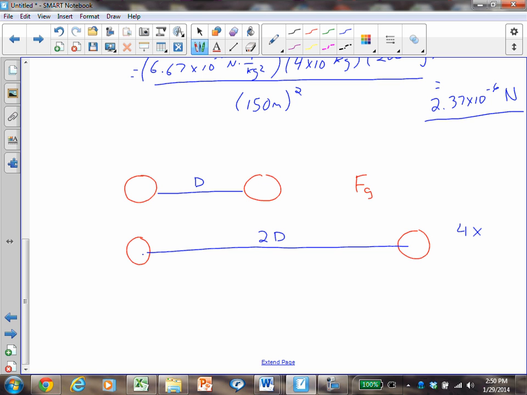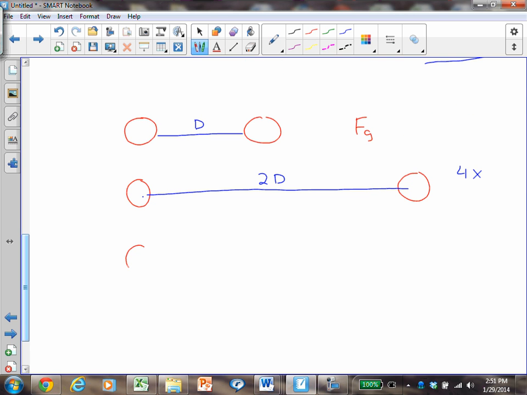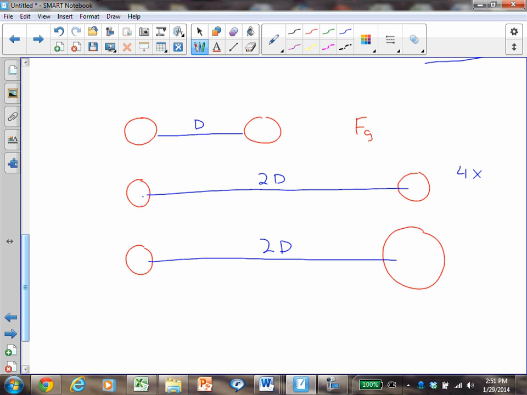How about this? What if you doubled the distance and doubled the mass of one of them? Well, watch this. It's not that bad, because doubling the distance makes it a fourth of what it was. When the m is not squared, it's m1 times m2, so we only doubled the mass of 1. So it would be a half of the original FG. Okay?